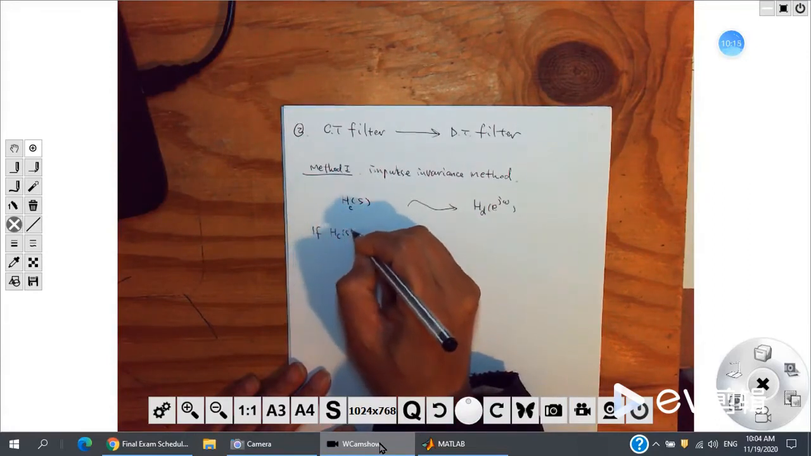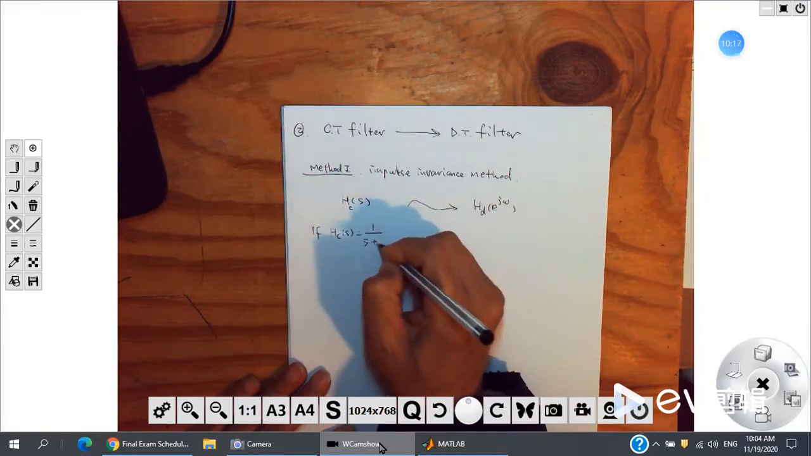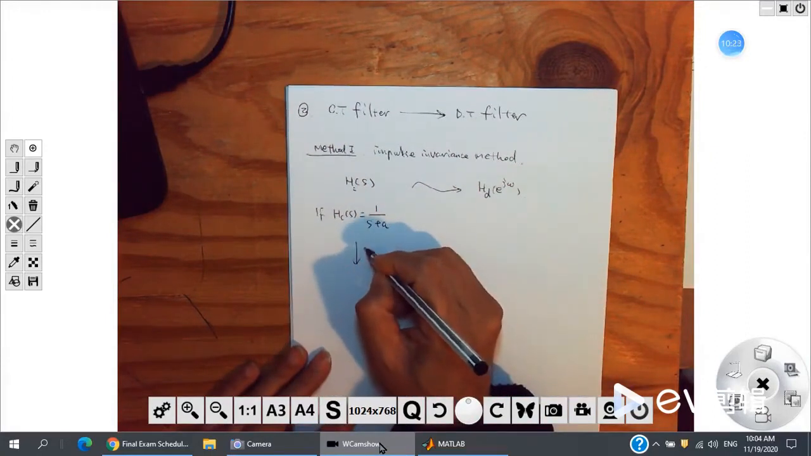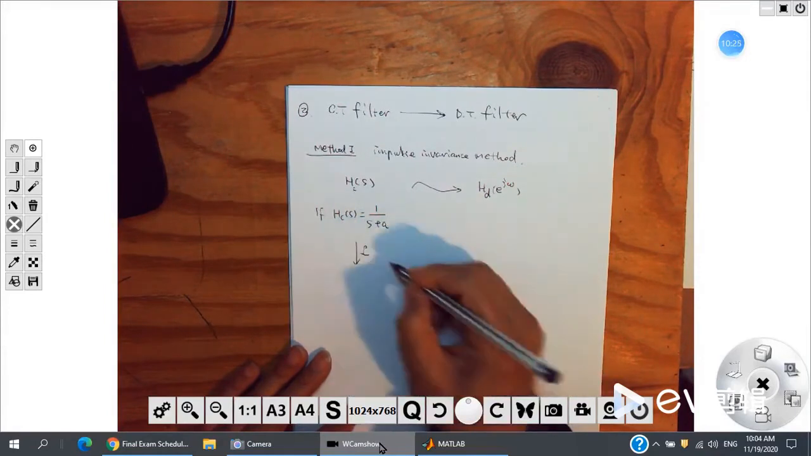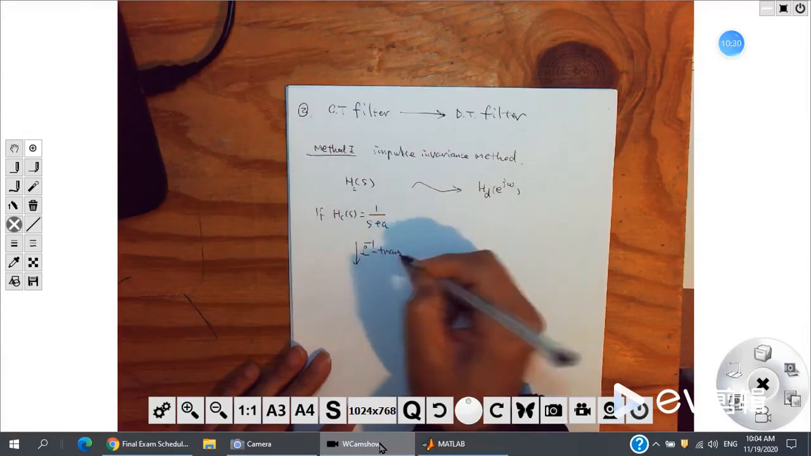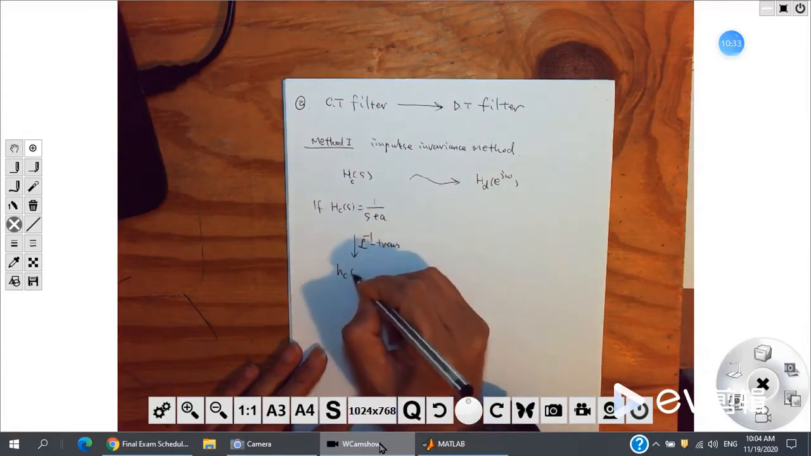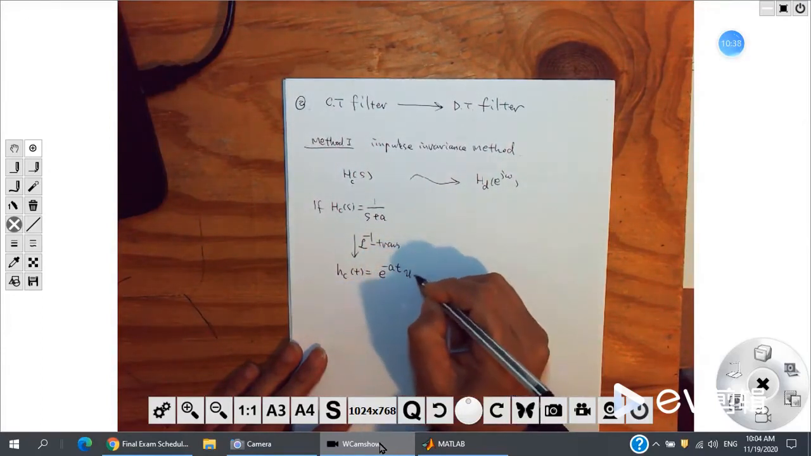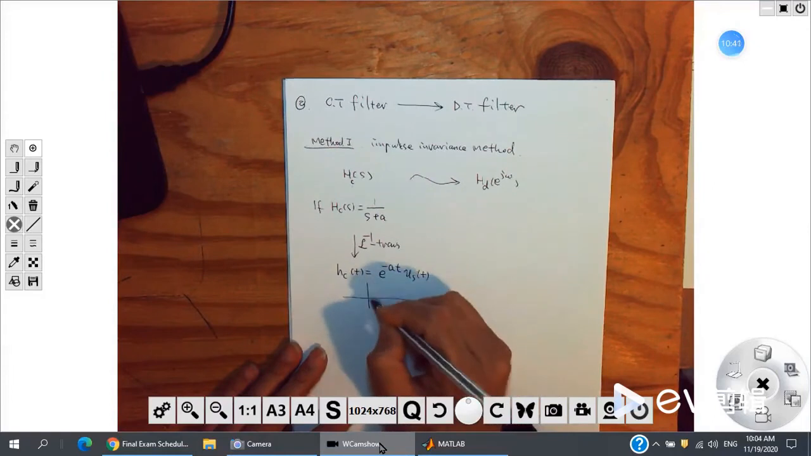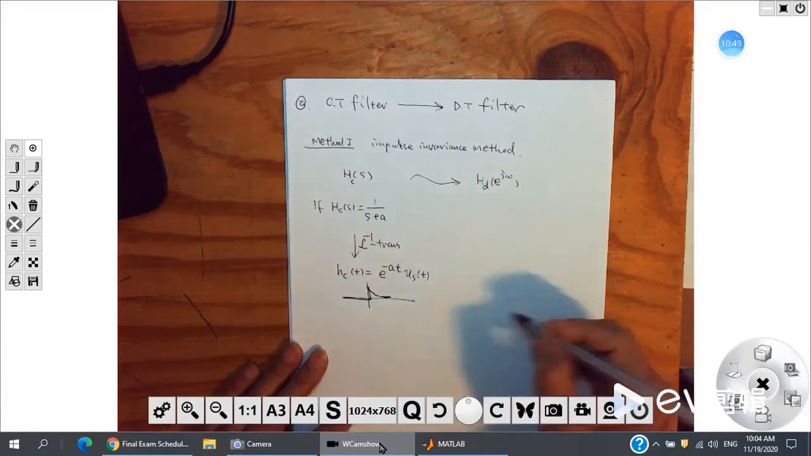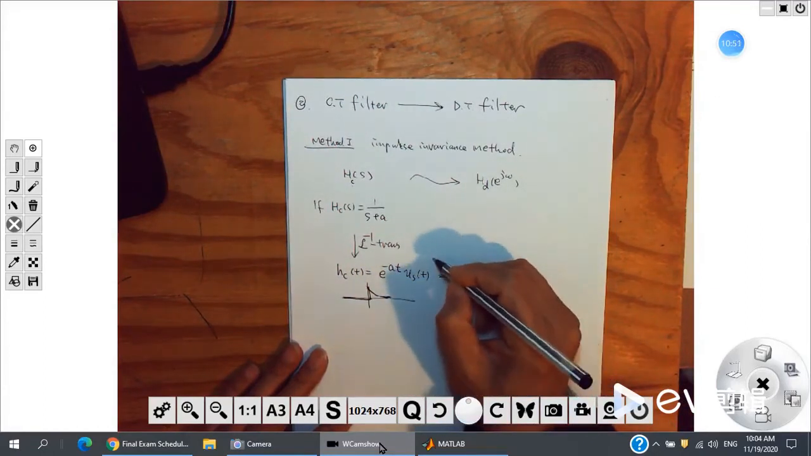If H_c(s) is 1 over s plus a, then for this continuous time signal we have a Laplace transform. With the inverse Laplace transform, we will have h_c(t) equal to e to the negative a t times u(t). So it looks like the graph like this, 0, then e to the negative a t decaying. And then we take samples.